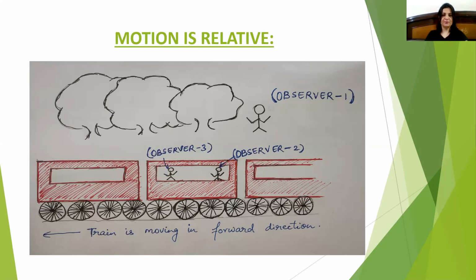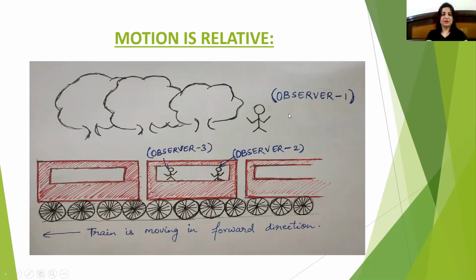Here is the picture. There are three observers, observer 1, observer 2, and observer 3. Observer 1 is standing on the floor, he is at rest, and observer 2 and observer 3 are sitting in the train, and this train is moving in forward direction. Let's go back to observer 1 now. Because observer 1 is at rest, for him trees are at rest because his distance from the trees is constant. His distance from the trees is not changing. So for him, trees are at rest.